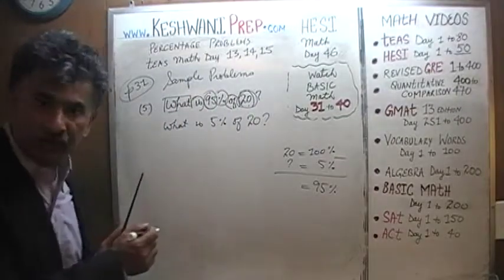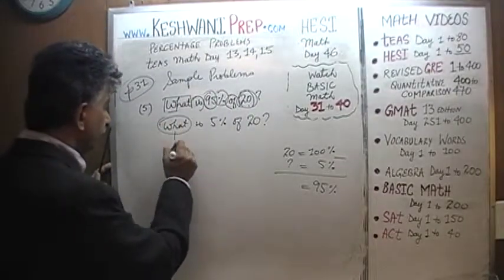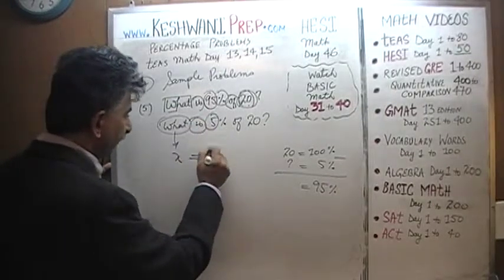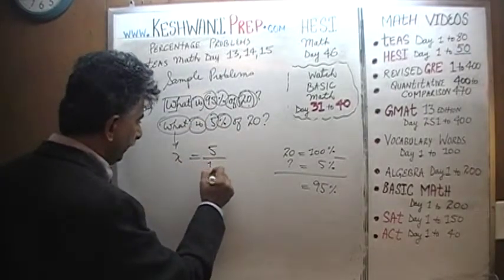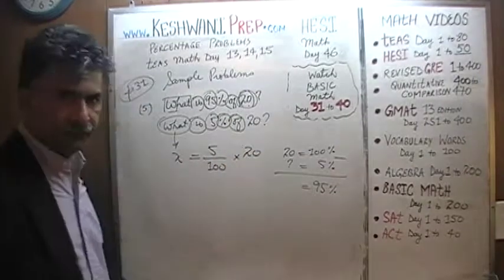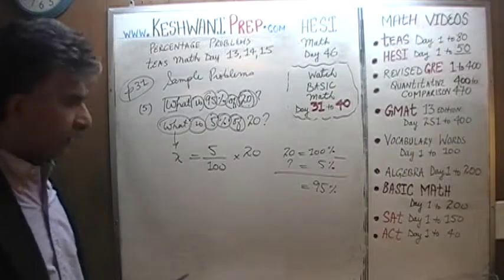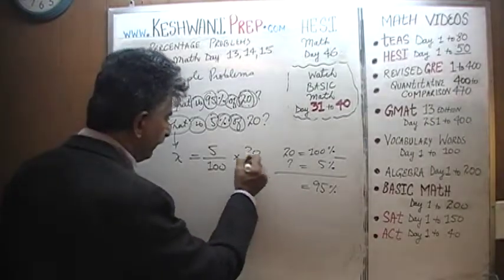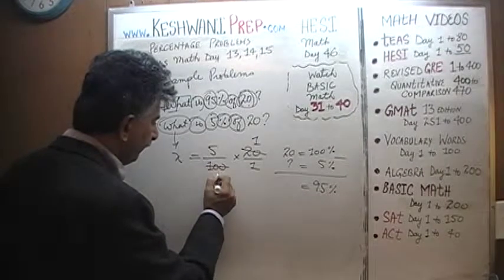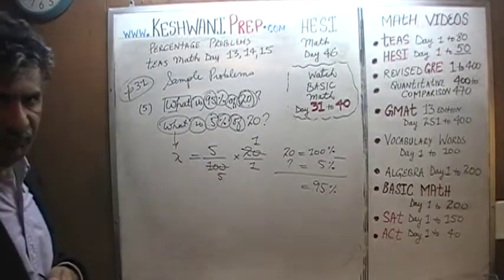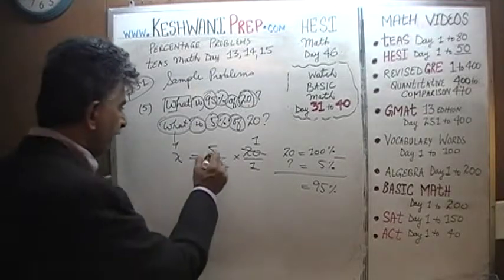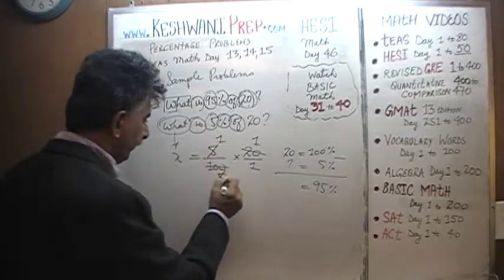One more time, I'm going to pick up speed now. What, that's our unknown, x, equals 5 percent, percent means over 100, of means times, and then 20. Well, we see 20 on the top, we see 100 at the bottom, let's divide top and bottom by 20. 20 divided by 20 is 1, 100 divided by 20 is 5. You with me so far? We see 5 on the top, we see 5 on the bottom, let's divide top and bottom by 5. 5 divided by 5 is 1, and 5 divided by 5 is 1.